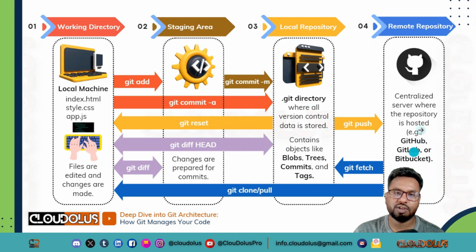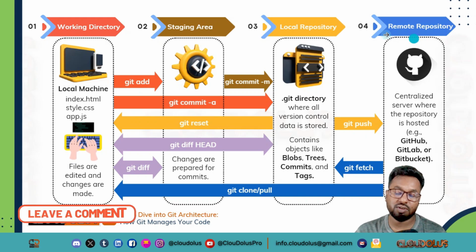So this is the overview of the Git architecture flows, and how to work and manage your source code from the working directory to the remote repository for team members and open source projects. These are the steps and the in-depth overview.